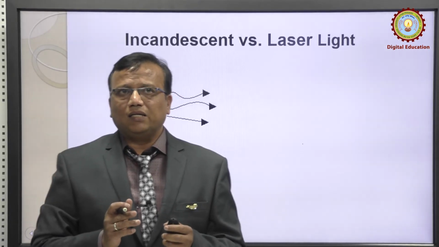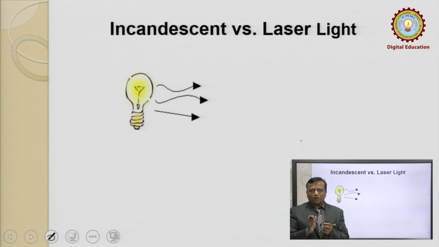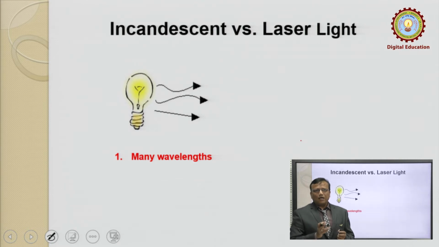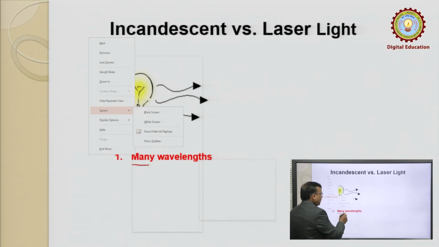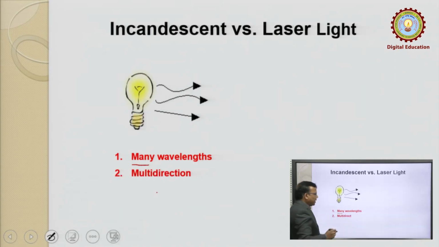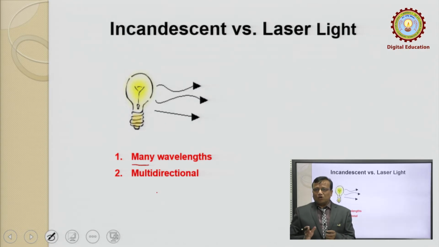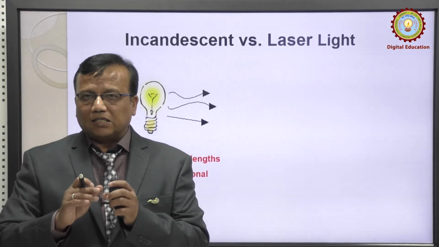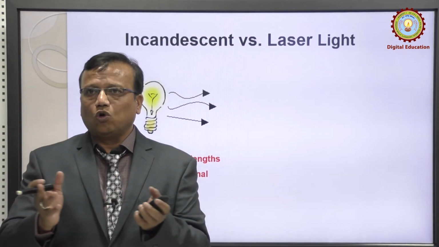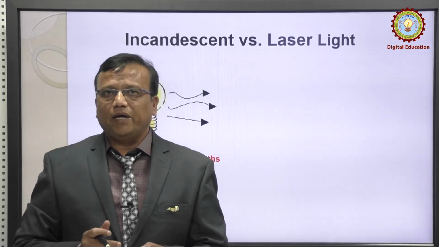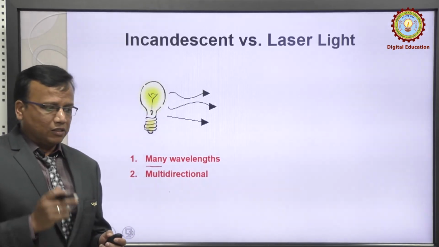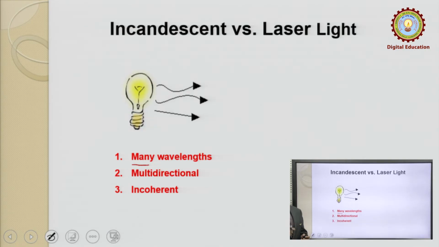So we are seeing first the lamp, ordinary light, and the ordinary light is not a monochromatic light, it has many wavelengths. The second one is multi-directional because as we light the bulb, the light starts to scatter in the whole medium. So it does not maintain a single direction, and the third one is incoherent. Ordinary light is not coherent.